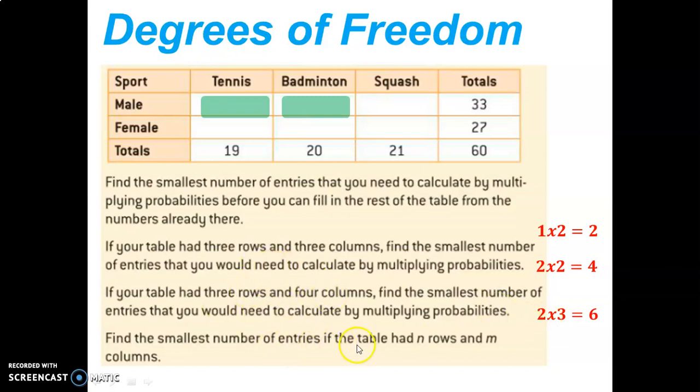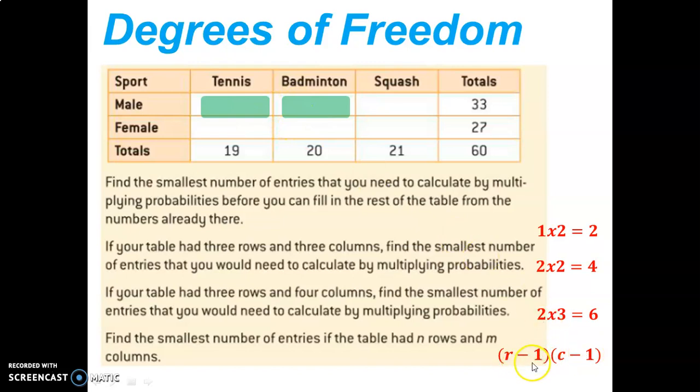So find the smallest number of entries in the table that had n rows and m columns. Actually, let's make it, instead of n and m, make it r rows and c columns. Okay, the answer for that is this. So the pattern you should have noticed here is every time you have a certain number of rows and columns, to get that number of minimum things that have to be calculated, you just take 1 less than the number of rows times 1 less than the number of columns, and that's what this is showing here. So for example here, we had 2 rows, but we took 1, and we had 3 columns, but we took 2.